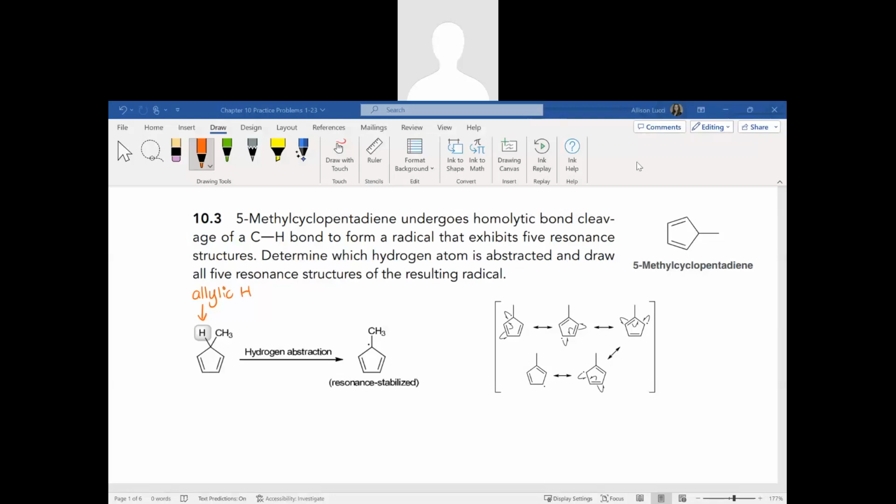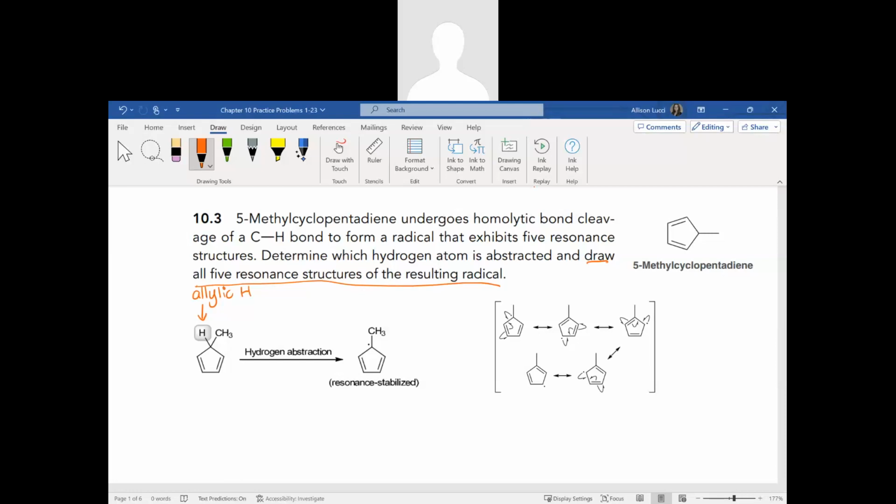Problem 3 from Chapter 10 asks us to determine which hydrogen from this molecule, this 5-methylcyclopentadiene, would be abstracted, and then draw all 5 resonance structures of the resulting radicals. So first, we have to determine which one of these protons would experience this homolytic bond cleavage.